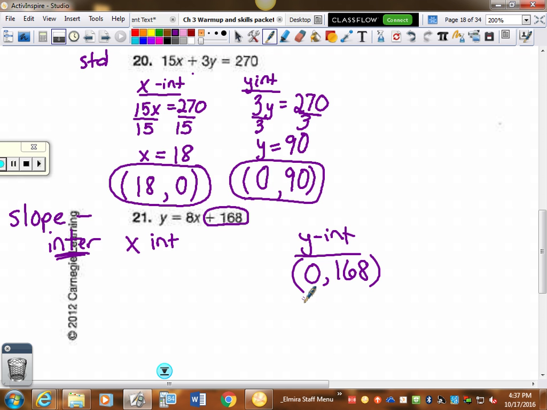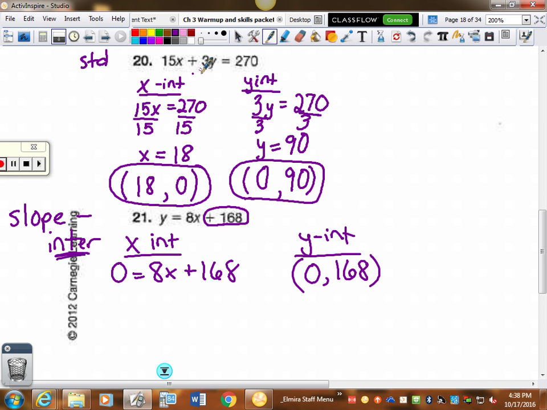I do have to figure out the x-intercept, and it's a little different from number 20. Okay? So the equation is y equals 8x plus 168. I'm trying to find x, but I'm finding x when the y value is 0. Okay, when we were finding it in number 20 and we said the y value was 0, it means it got rid of that term. But now the equation is arranged differently and we can't just have it go away.